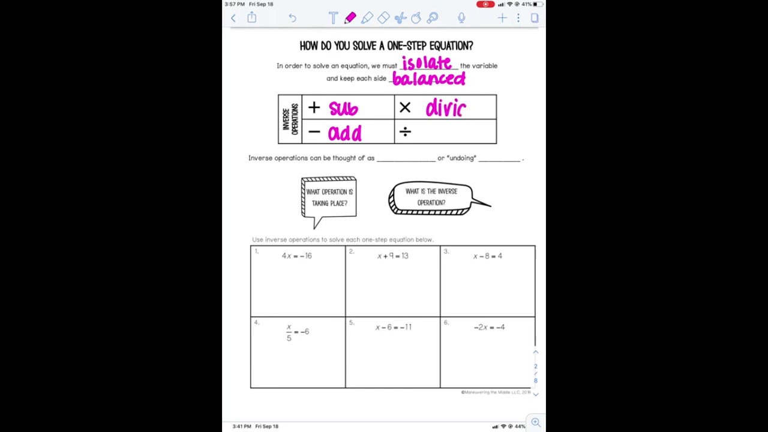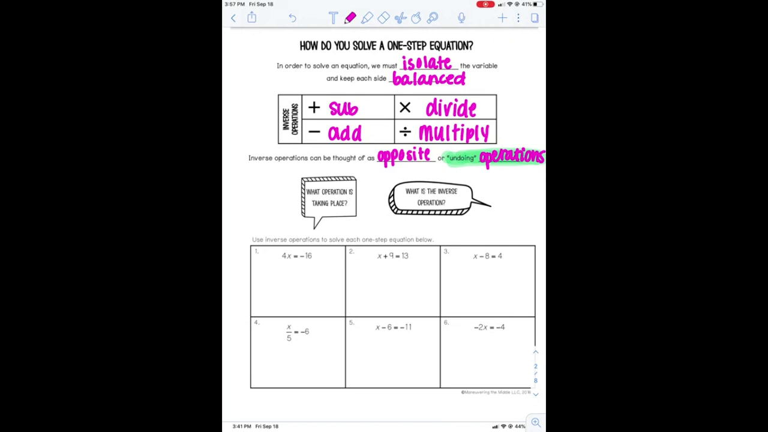So the opposite of addition is subtraction. The opposite of subtraction is addition. Opposite of multiplication is division. And the opposite of division is multiplication. So inverse operations can be thought of as the opposite or as undoing each other. So we know that addition undoes subtraction. Multiplication undoes division. So that's how I'm going to ask you to think about it, which is why I highlighted that second part, because you're going to hear me say that more than the opposite.